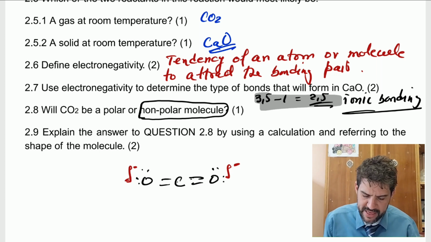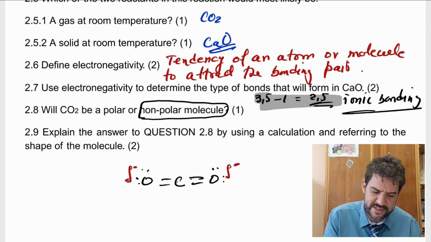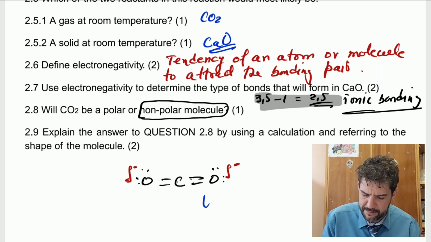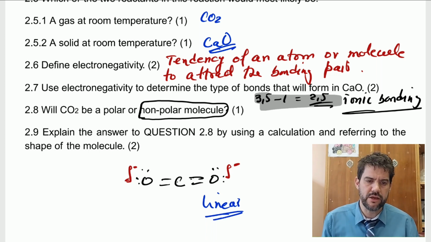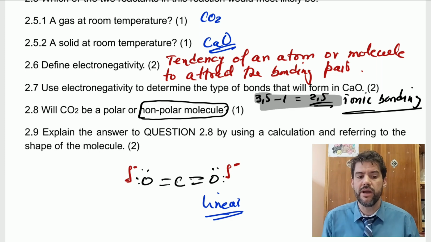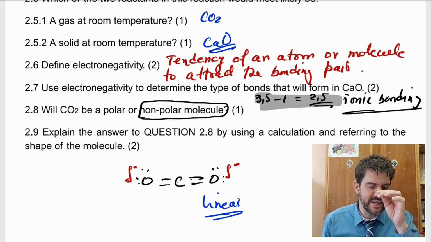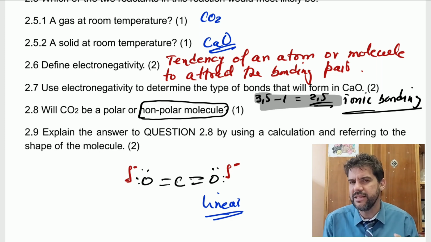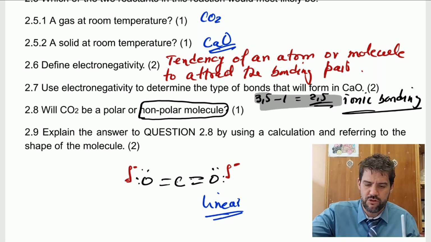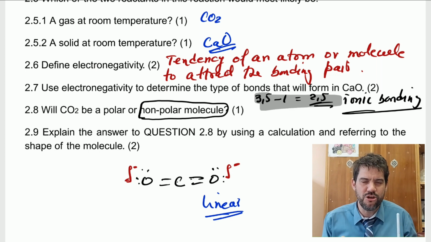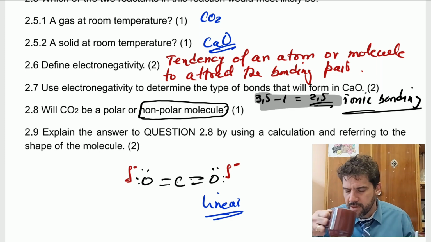Question 2.3, explain the answer by using the calculation and referring to the shape of the molecule. What is the shape of this molecule? This is a linear shape. All right, so when you calculate the difference in electronegativity, even though you get a polar bond, the shape is symmetrical. To explain this one is a little bit complicated: you get the polar bond, but then the molecule is non-polar.